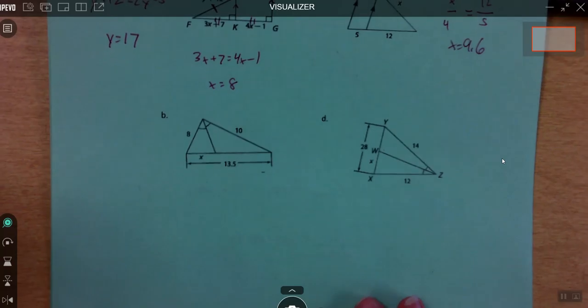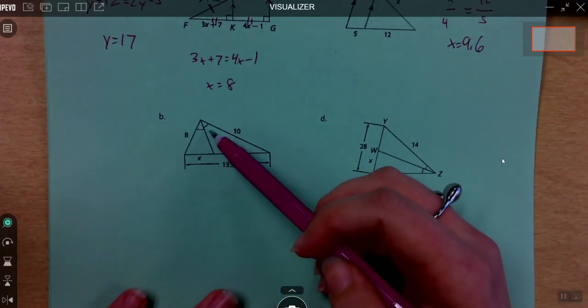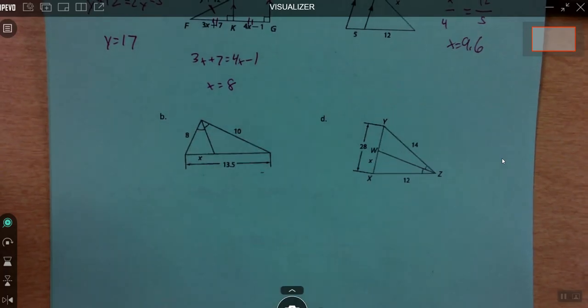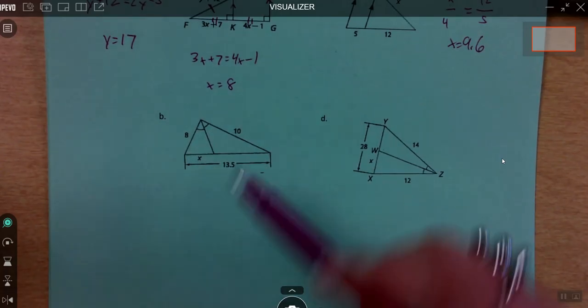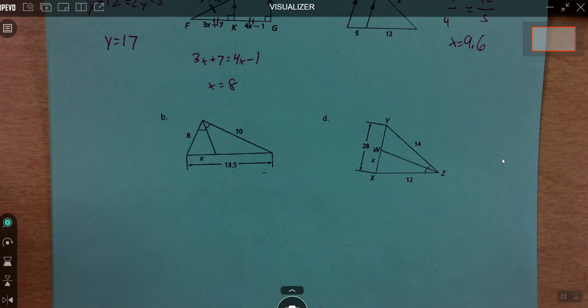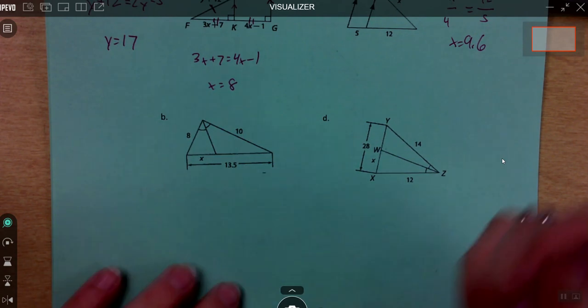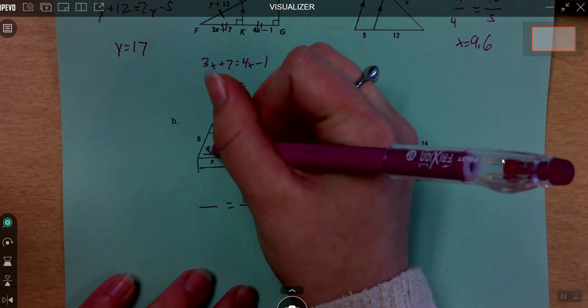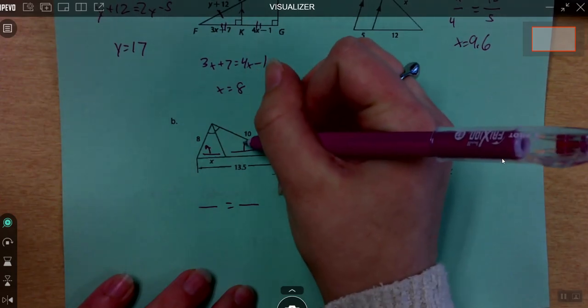Okay, last two. What are we doing here? What is this telling us? Angle bisector. Yes, angle bisector. We have two congruent angles right there. So we're talking about angle bisector theorem. So that's saying this side is proportional to this side, proportional to that side.